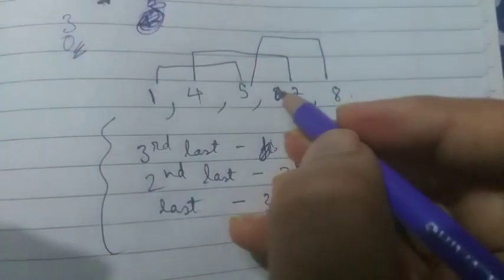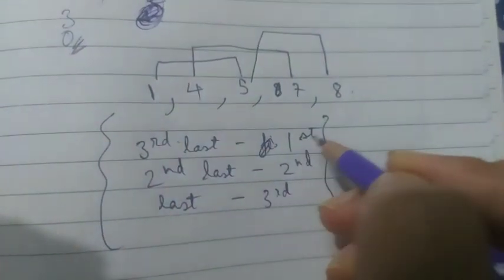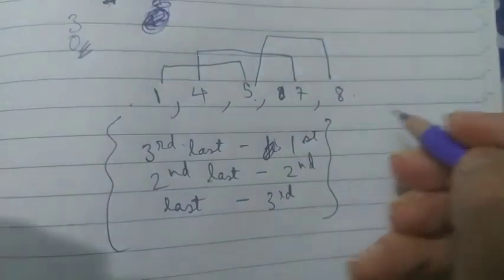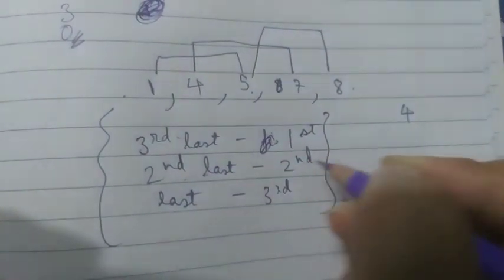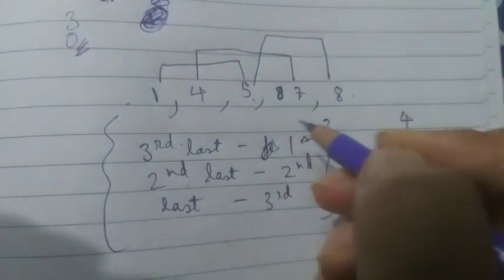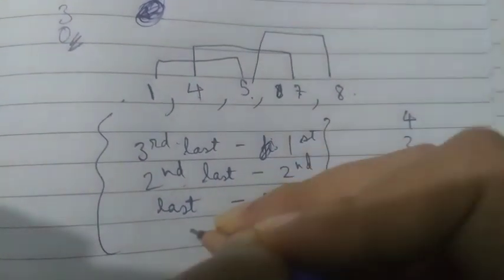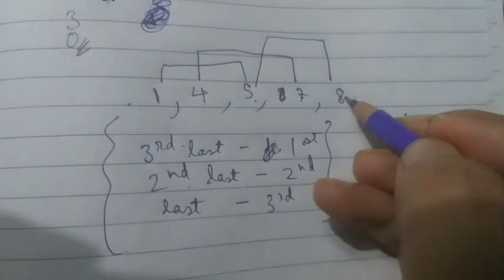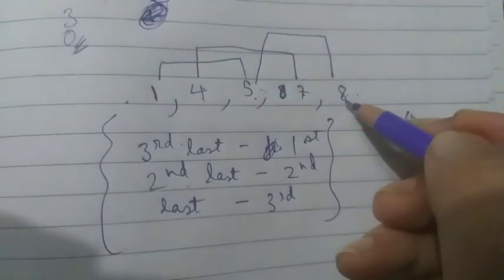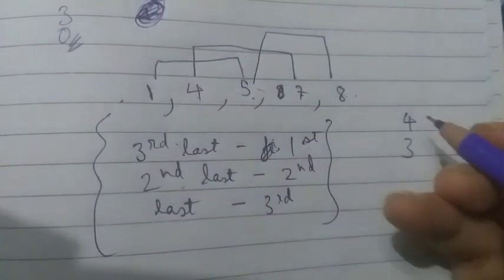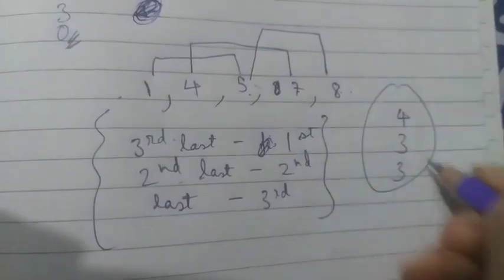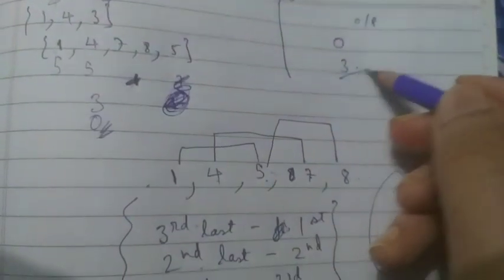So let's see, for this, the third last minus the first, that is 5 minus 1, that is 4. The second last minus the second, that is 7 minus 4, that is 3. And the last minus the third, that is 8 minus 5, that is also 3. So what is the minimum among them? 3, right? So we print 3.